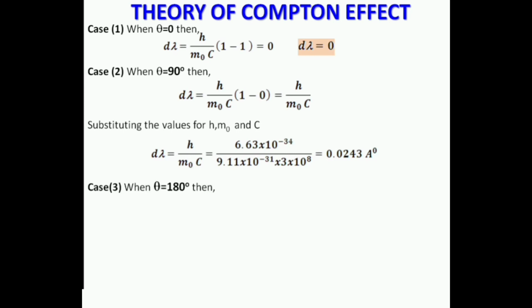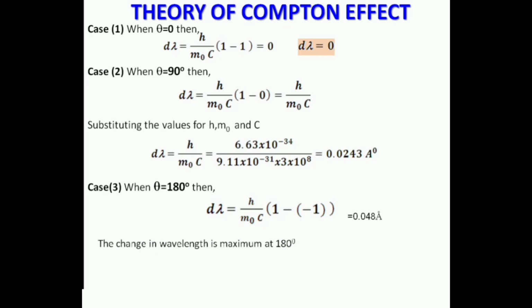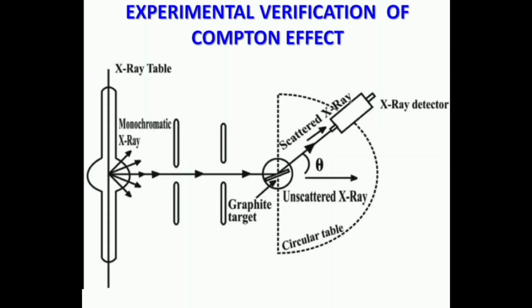When θ = 180 degrees, cos 180° is −1, so Δλ will be 2h/(m₀c). If we substitute the constants, we get the result 0.048 angstrom. So the change in wavelength is maximum at 180 degrees. Now the experimental verification of the Compton effect.